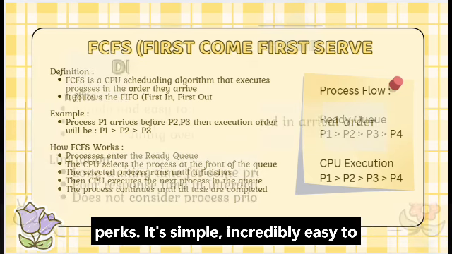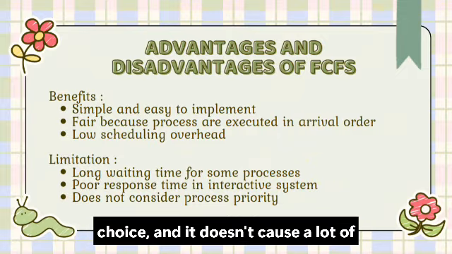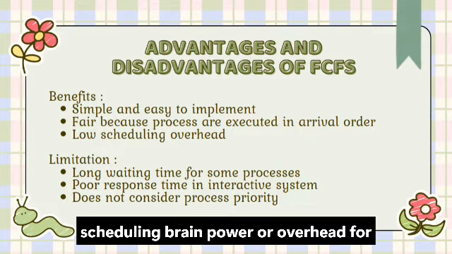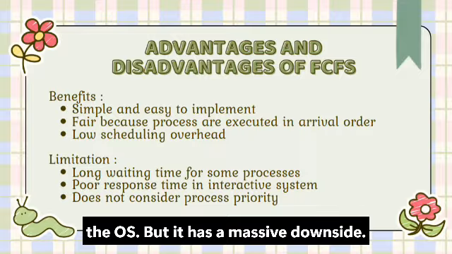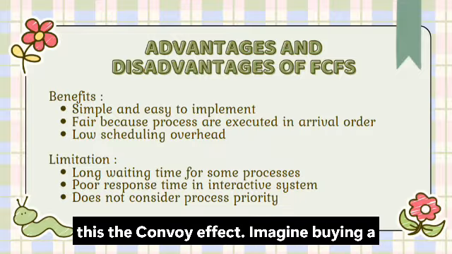Now, FCFS has its perks. It's simple, incredibly easy to code, fair in terms of first come, first choice, and it doesn't cause a lot of scheduling brainpower or overhead for the OS. But it has a massive downside, and that is long waiting times. We call this the convoy effect.